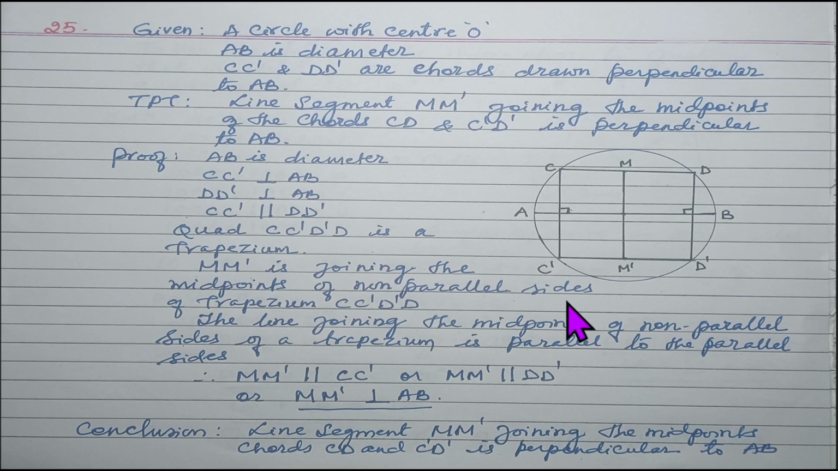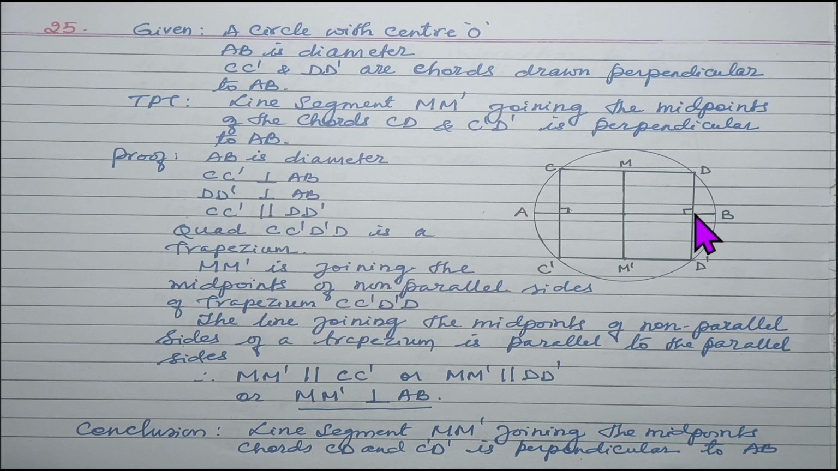So CC dash is a chord perpendicular to the diameter. DD dash is also a chord perpendicular to the diameter AB. Now if CC dash and DD dash are perpendicular, that means CC dash and DD dash are parallel to each other. Now what we have to prove here? We have to prove that the line segment MM dash joining the midpoints of the sides CD and C dash D dash is perpendicular to the line segment AB, or to the diameter AB.